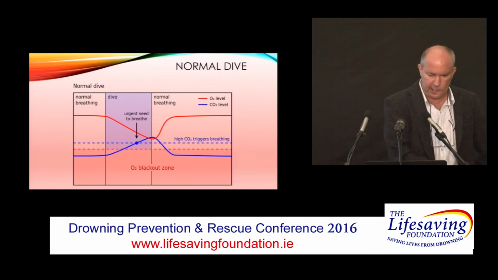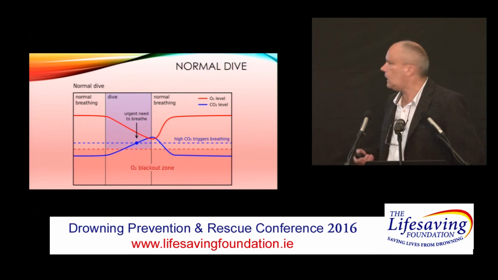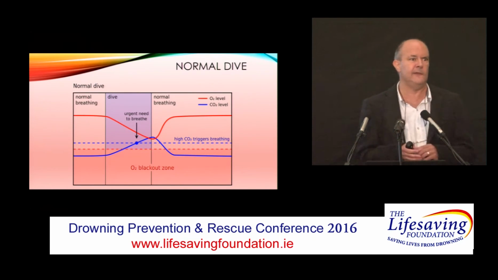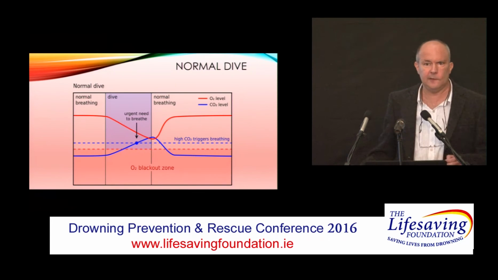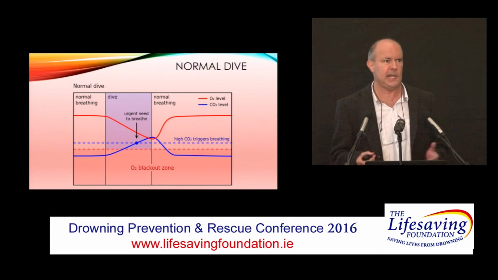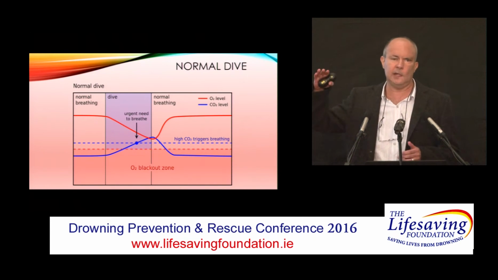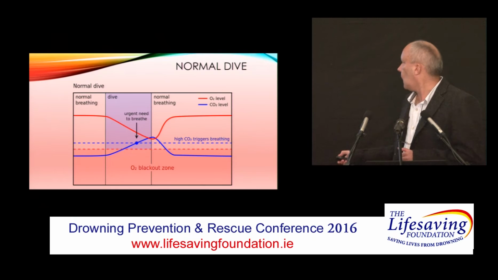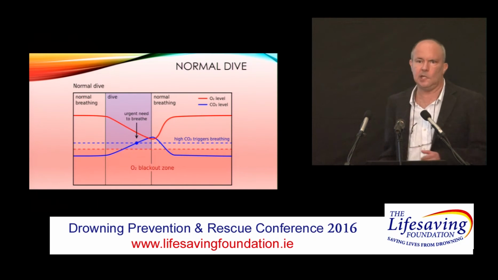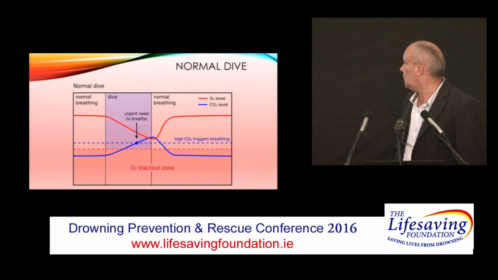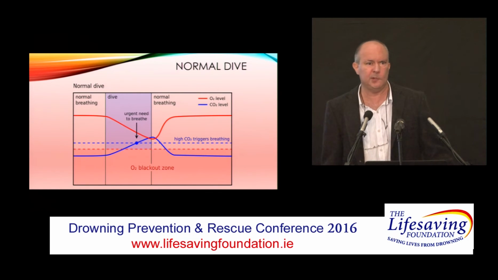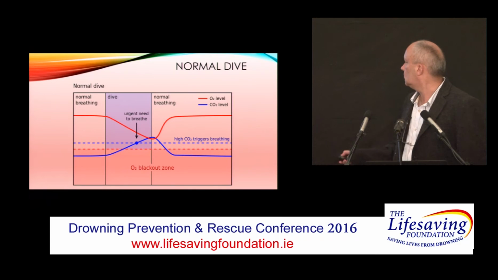And I have here, let me try to explain this more clearly for whoever is a visual learner. Here we have a normal dive, a normal situation when someone is breathing normally, then goes under the water, and you have in red here the oxygen levels, and here the blue line is the CO2 or carbon dioxide level.